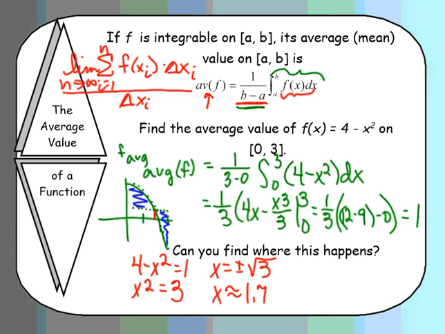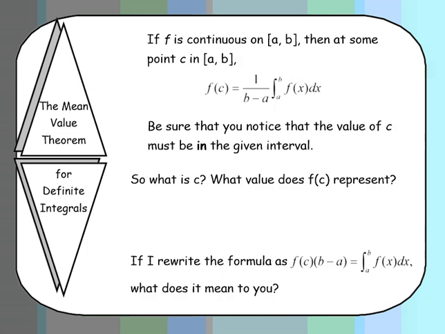Now here's the cool thing. I'll just wait and show you the picture. Okay, if f is continuous on that closed interval [a, b], then at some point c in [a, b], f at c equals 1 over b minus a times the integral. That c value is what we just found on that last question right before. We found that point where this average value right here occurs. The value of c must be in the given interval. We marked out our negative square root of 3 because it wasn't in the given interval. So we need to know what is c, and what does f at c represent?